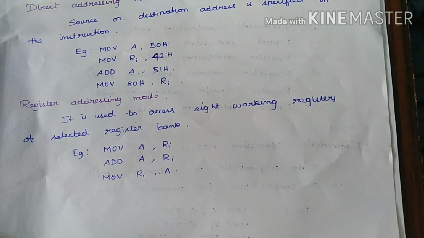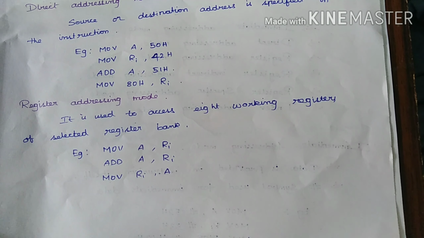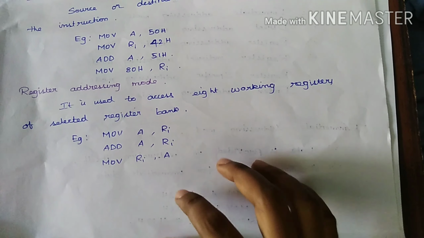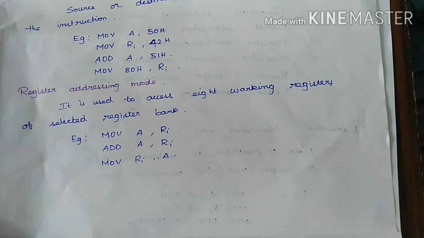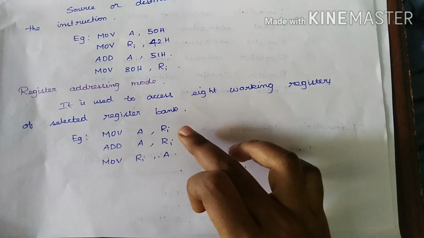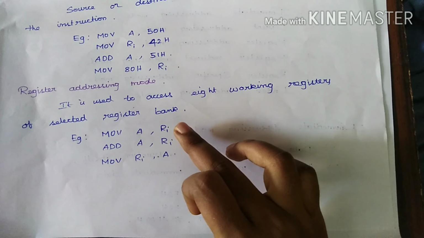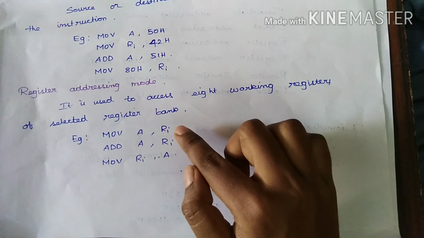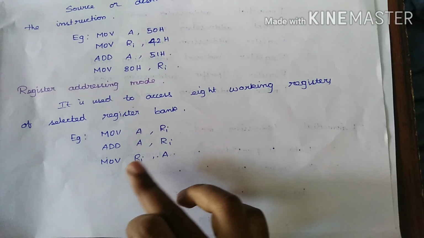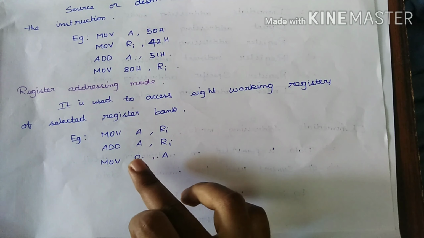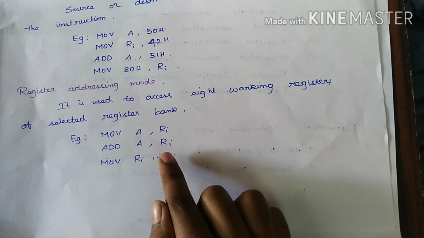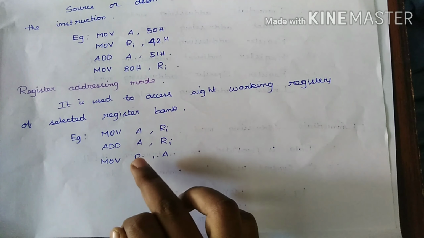And the next addressing mode is register addressing mode. By this addressing mode we can access the working registers. We have examples like MOV A, Ri. Through this we are accessing the register of the selected register bank. By this instruction, the data of the register Ri will be copied to the accumulator, and the next instruction will add the data of the accumulator to the data of the register Ri and store the result in the accumulator.